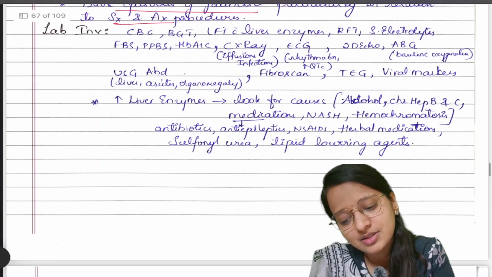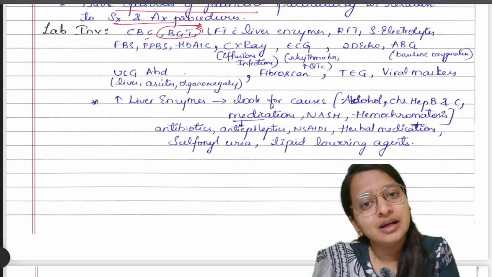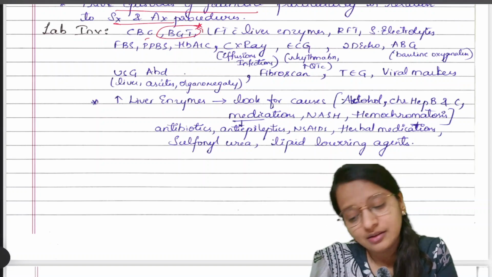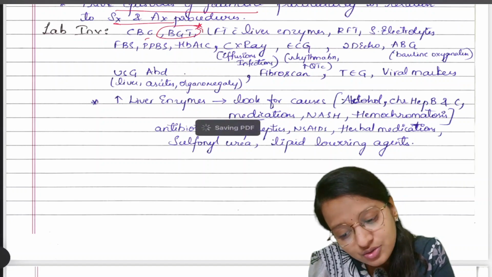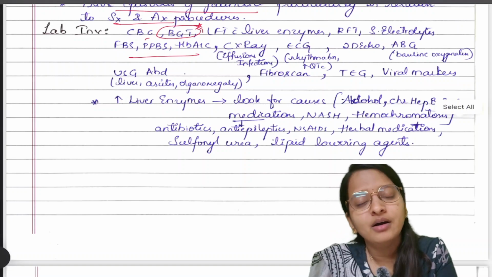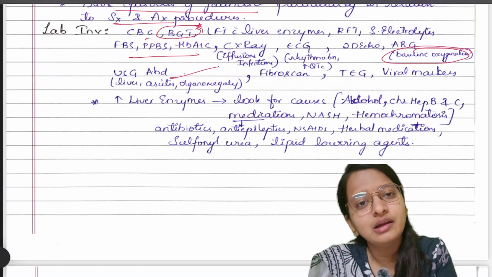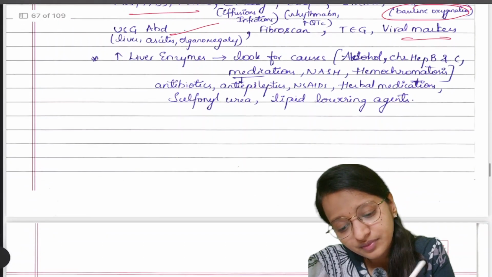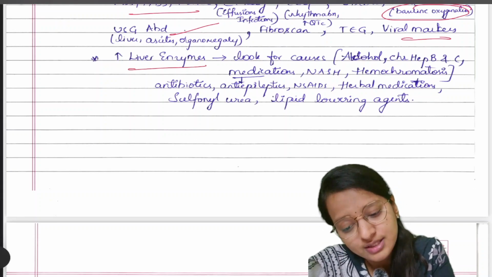Lab investigations: your CBC, BGT. BGT is very much important because there might be blood transfusions needed during the surgery. LFT, liver enzymes, RFTs, electrolytes, sugars of the patient, chest X-ray, ECG, 2D echo, ABG for baseline oxygenation of the patient, ultrasound abdomen, fibroscan, and viral markers. If there are increased liver enzymes, we have to know the cause.